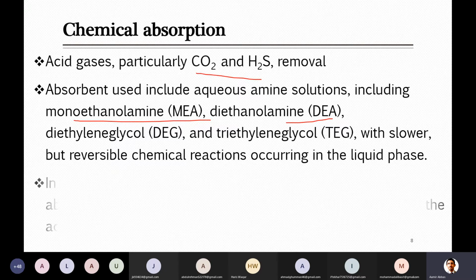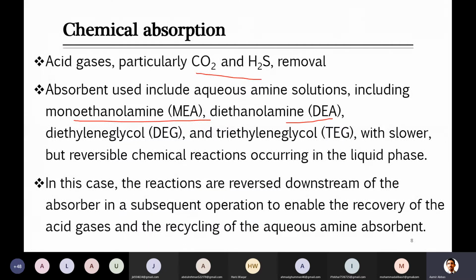So then select the equipment. So in this case, where the reactions are reversed downstream of the absorber in a subsequent operation, which is recovery of acid gases, you have to recover it and bring it back. So either a stripper, or you can use the distillation column, which is mostly used.